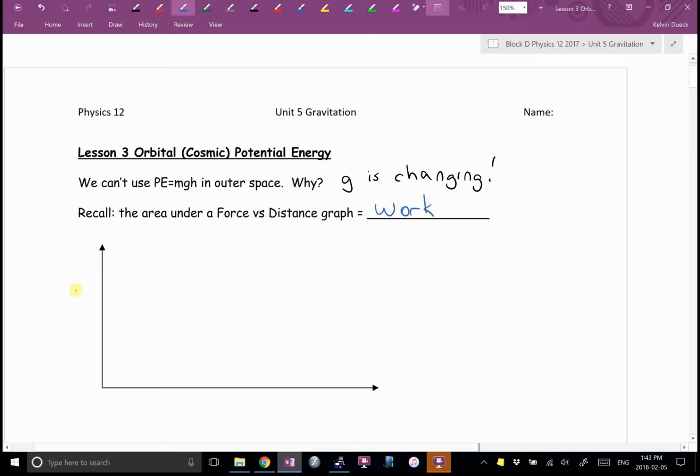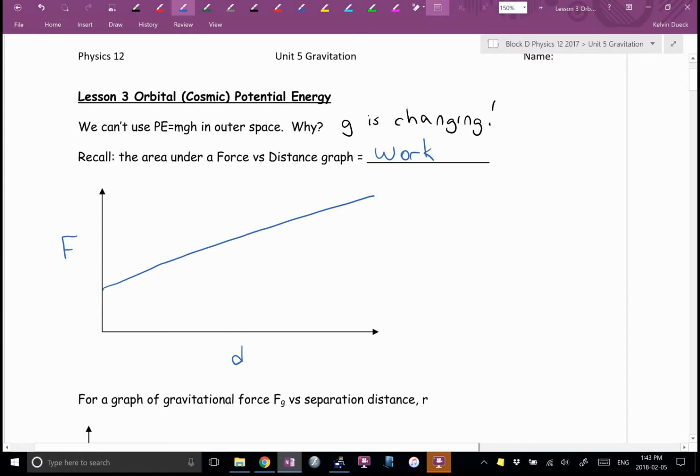So here's a blank graph. I'd like you to put an F on the y-axis and a D on the x-axis, and then just draw kind of a generic slanty line. The force is increasing, so we couldn't go force times distance. But now I'm going to be even a little more specific. I said the area under a force versus distance graph is work.